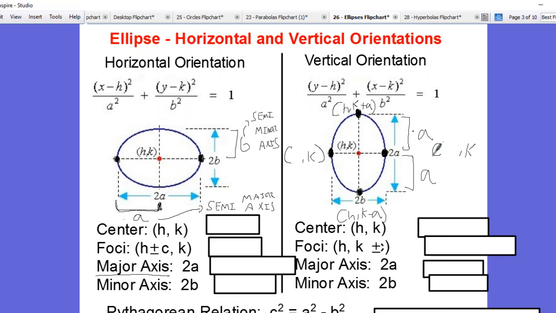Plus or minus? H plus b, k. And this point would be h minus b, k.